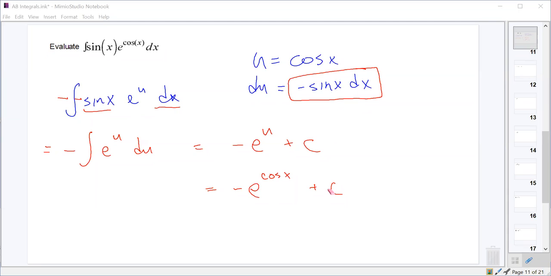Sorry, go ahead. Do I multiply the negative by both terms in the integral or just the sine? It's all multiplication in there, so it doesn't matter what order you multiply them in. It's a negative 1 times a sine times an e to the u. So it doesn't really matter what order you do it in.